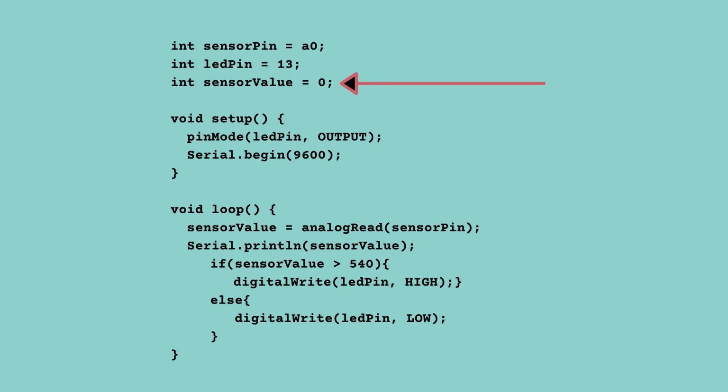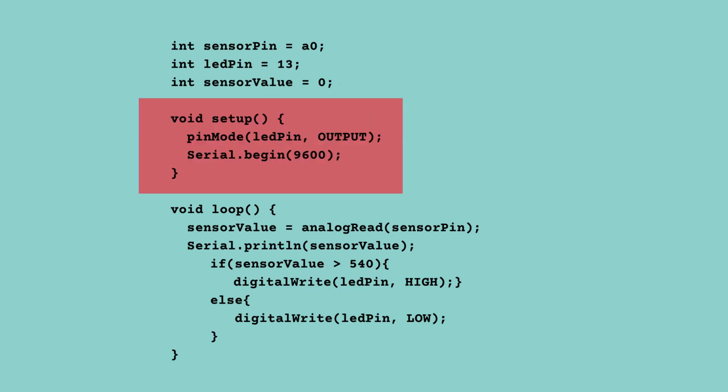After that, we declare the sensor value and initialize it to 0. This is the most important variable, because it will tell us what value we are getting from the sensor. I have set it here to 0 because we want to start without the sensor giving any value. Also, it would default to 0 anyway.